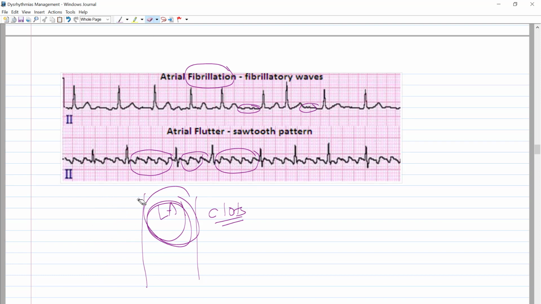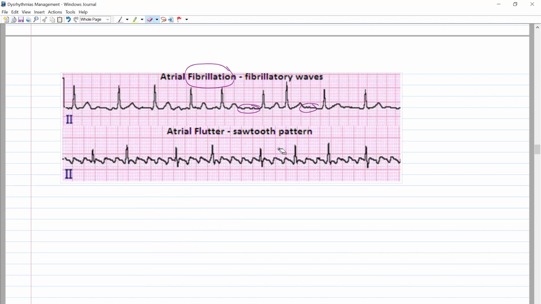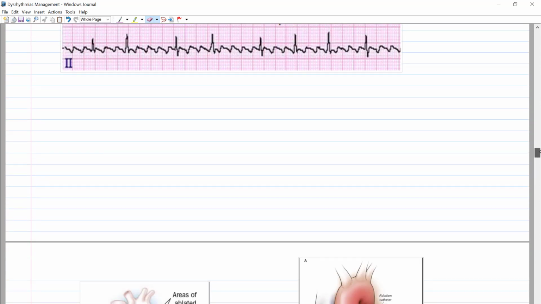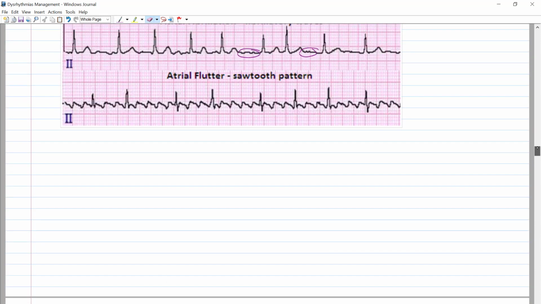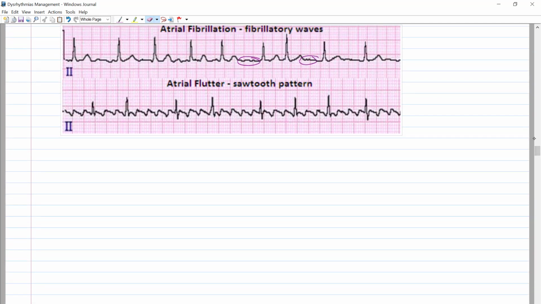Now if your patient has a new onset, it means they never had it and they just had it, what do you do first? The first thing you have to do is give an antiarrhythmic drug. What antiarrhythmic drug do you have to give? You have to give amiodarone.